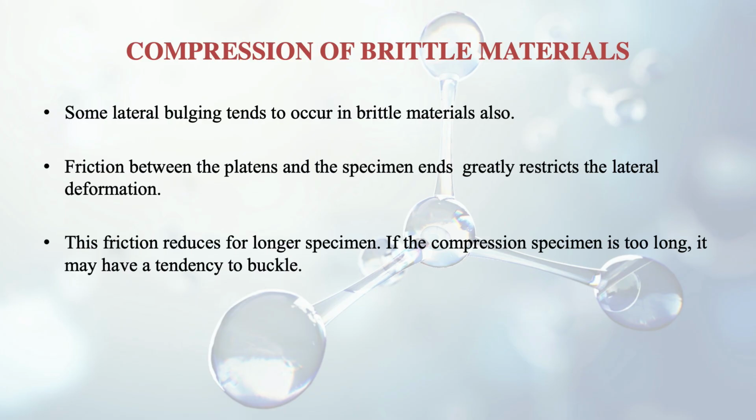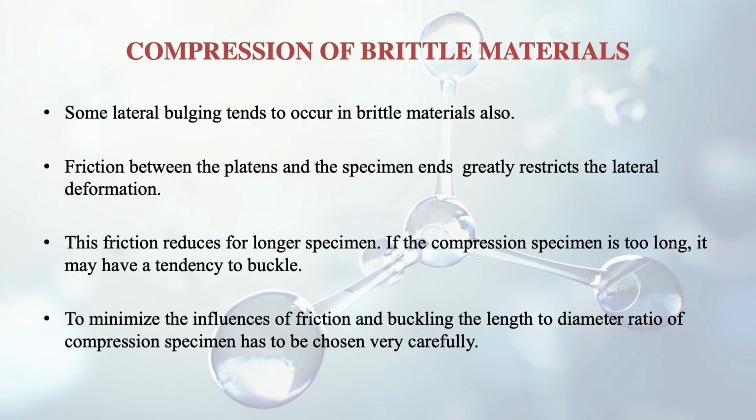So this friction reduces for longer specimen. If my specimen is very long, then this friction will reduce. And one more thing can happen, that if it is too long, then there will be a tendency to buckle. Buckle meaning it can bend. A vertical column is there, suppose, and if the load is coming from the top through its axis, then it buckles or it bends. So that is what buckling is.